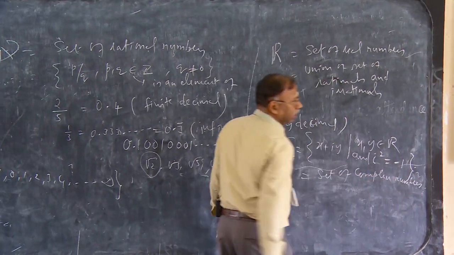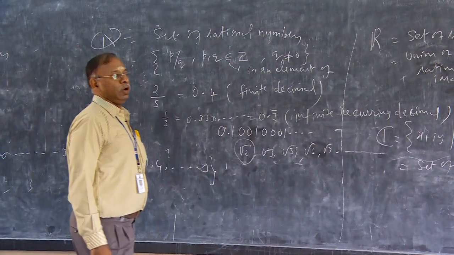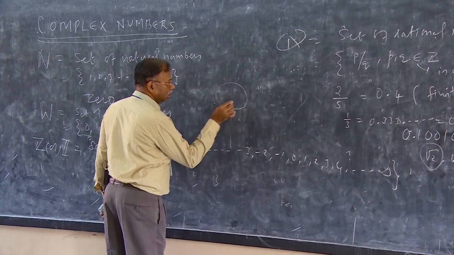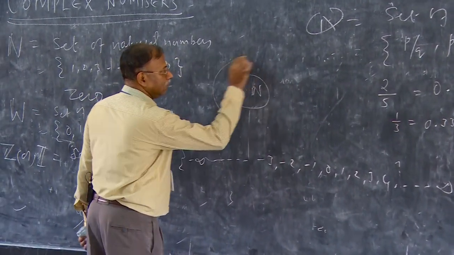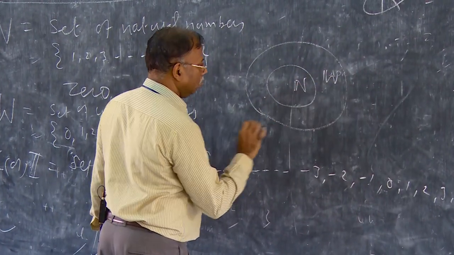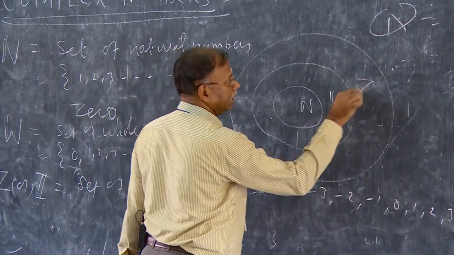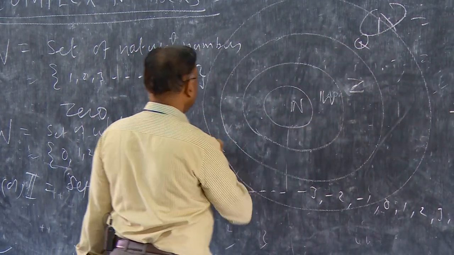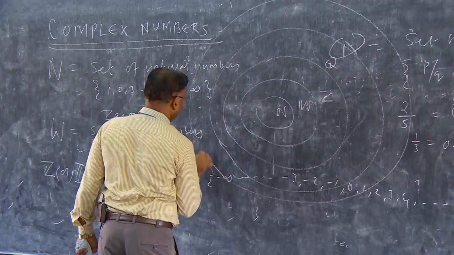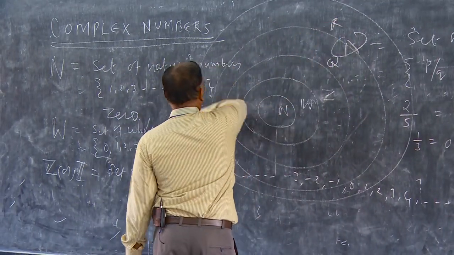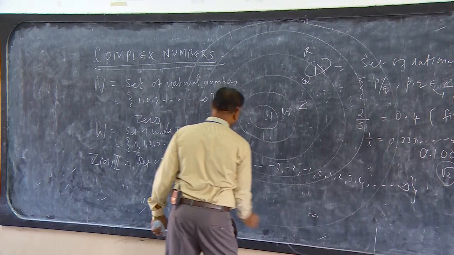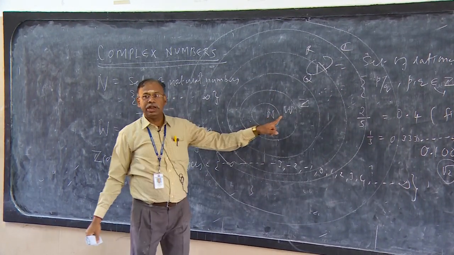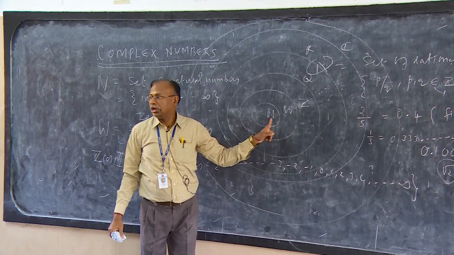This is how we come across the necessity to introduce a set of complex numbers. In fact, you can represent in number theory, N is contained in W. W is contained in Z, the set of integers, and Z is contained in Q, and Q is contained in R, and now R is contained in the very big set which we can imagine here, C.